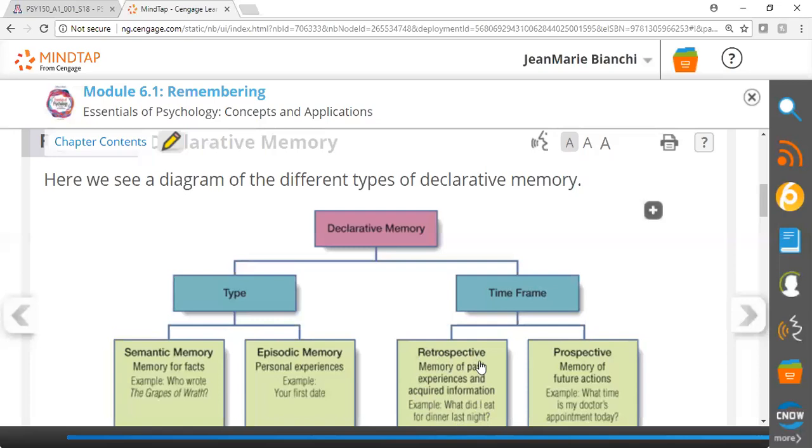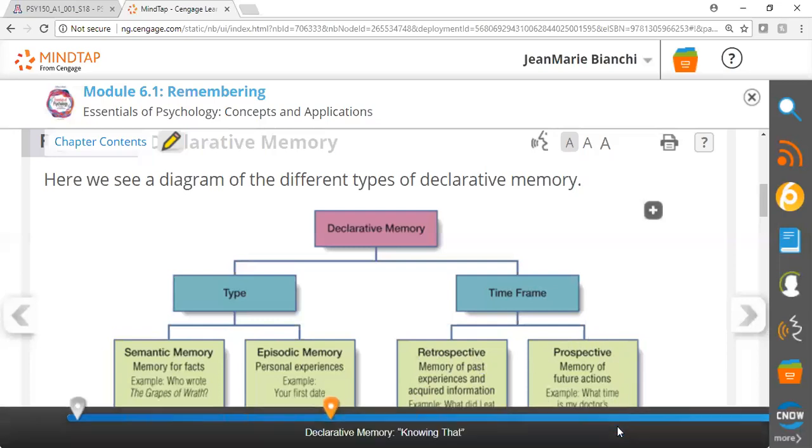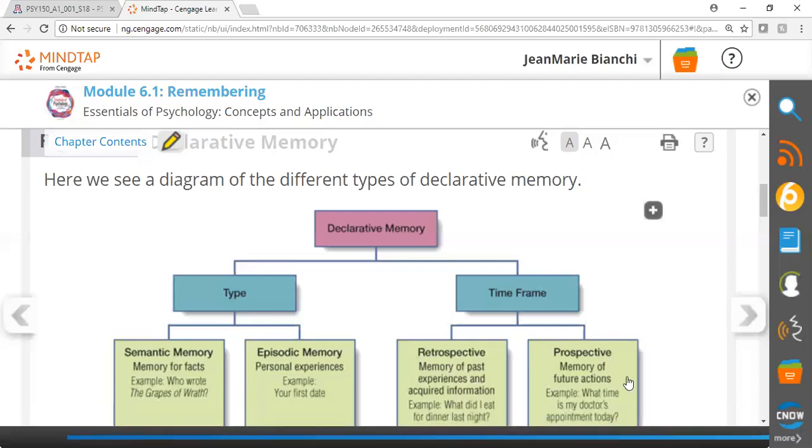But we also have future thinking memory. Memory for doing things in the future. That is prospective memory. For example, when is my doctor's appointment? When is that paper due in Psych 150? I have to make sure I get it done. When do I take my medication? Prospective memory is memory to do things in the future.